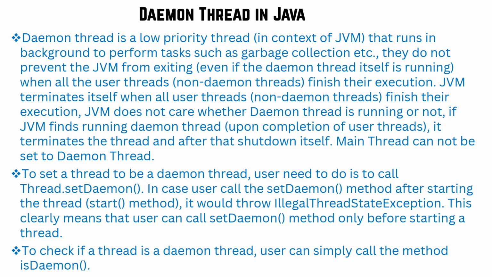So if you want to make something daemon, which will be used for clearing garbage and all this stuff, you need to have two threads, and one thread you can make daemon, the other thread you can keep active. To set a thread to be a daemon thread, the user needs to call thread.setDaemon. In case the user calls the setDaemon method after starting the thread, it would throw illegal thread exception. This clearly means that the user can call the setDaemon method only before starting a thread. To check if a thread is a daemon thread, the user can simply call the method isDaemon.